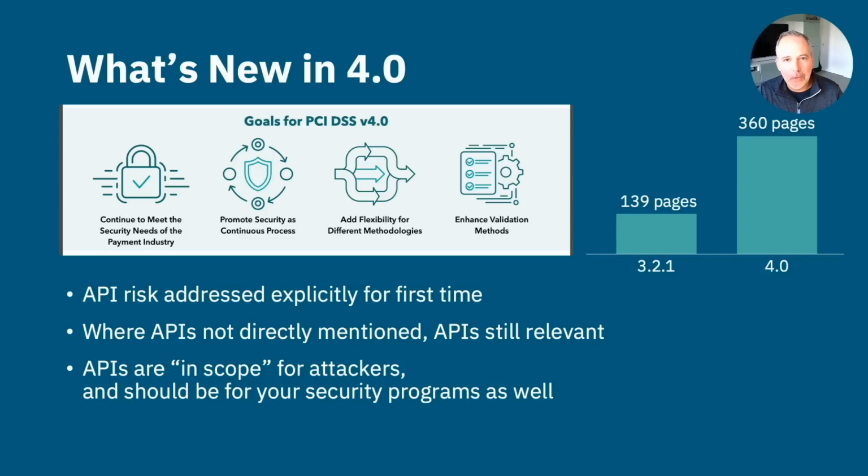Now, what's especially noteworthy with respect to APIs is that in 3.0, there was no mention of APIs. And APIs appear in multiple sections throughout requirement 6 of the DSS 4.0. And even where APIs aren't explicitly mentioned, they still are very relevant. And one way to think about this is if your APIs are in scope for your attackers, then they ought to be in scope for your security programs too.